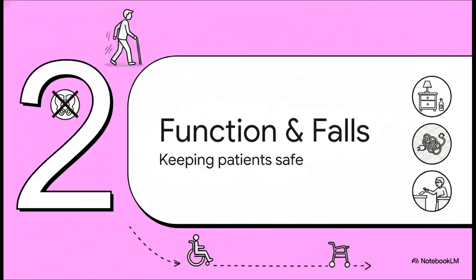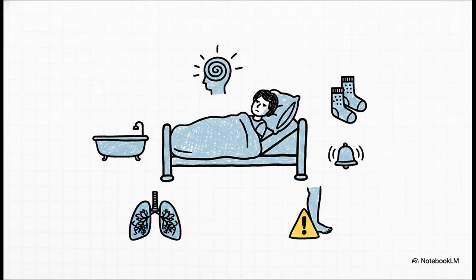Right, moving on to section 2, functional ability and falls. Keeping the patient safe and moving. Just picture walking into your patient's room. What are the immediate hazards and what can your patient actually do for themselves? First off, know your ADLs, activities of daily living. Bathing, dressing, toileting, eating, transferring. If they can't do these, they're a huge fall risk. Who else is a risk? Older adults dealing with dizziness, confusion, weakness, or anyone who's heavily medicated on sedatives.